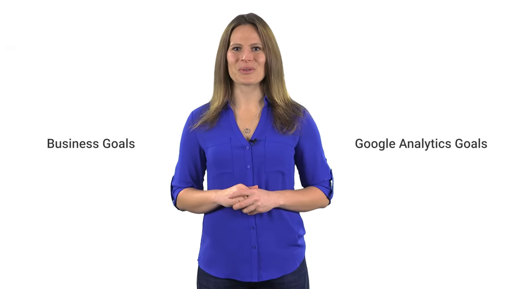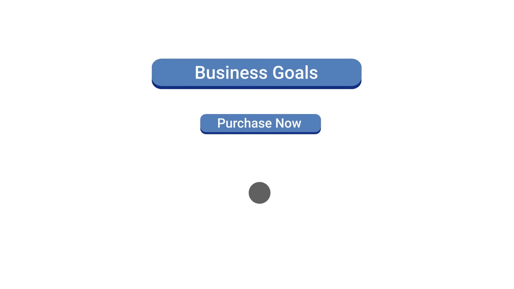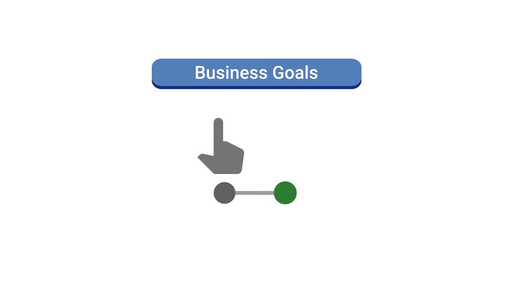Before we set up a goal in Google Analytics, let's draw a distinction between two types of goals: business goals and Google Analytics goals. Business goals are actions you want your users to take on your website. Each time a user completes one of your business goals, we call this a conversion. This could be signing up for a newsletter or buying a product.